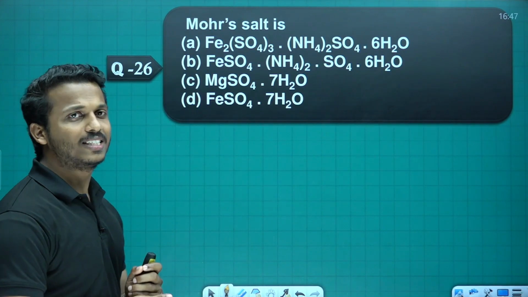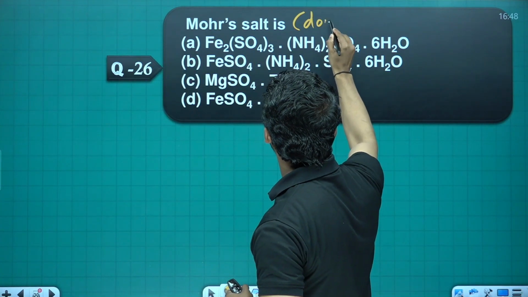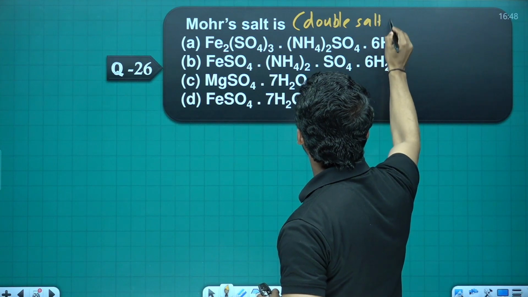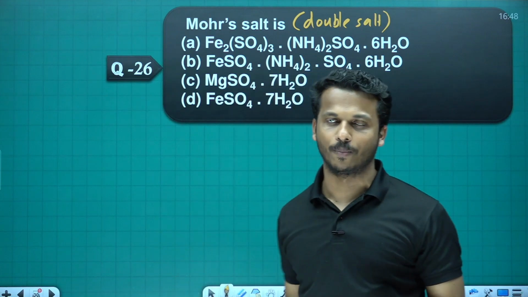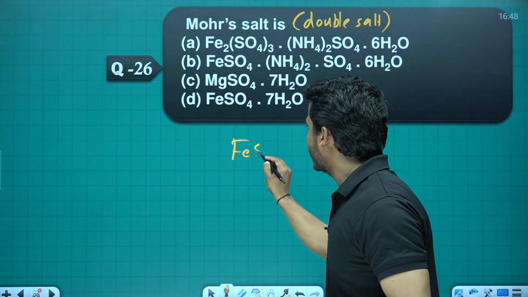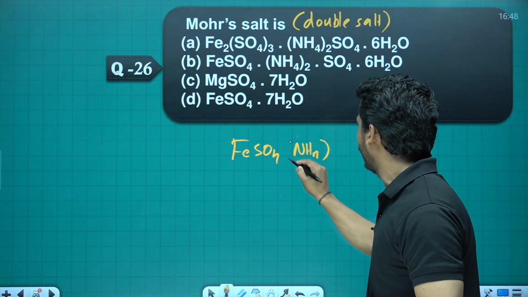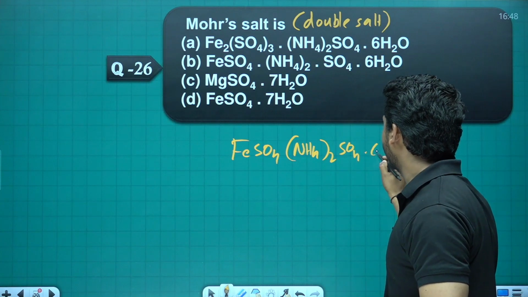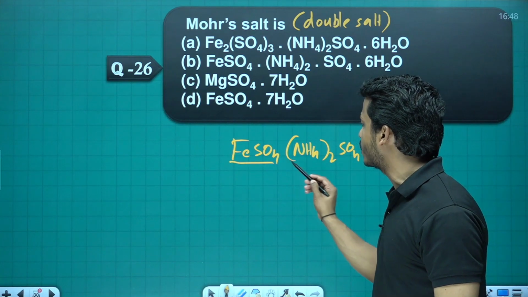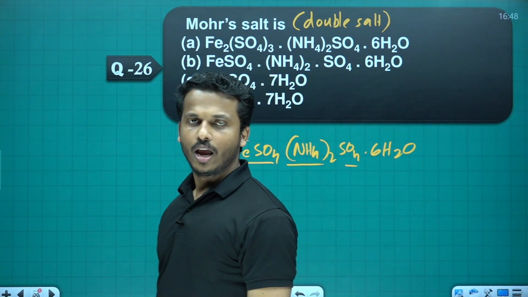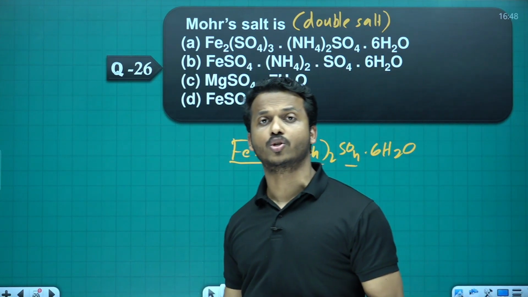Here we have question number 26. What is Mohr's salt? We studied Mohr's salt is a double salt, right? Double salt in the sense it's a combination of two salts. Mohr's salt contains ferrous sulfate. What is ferrous sulfate? FeSO4 and ammonium sulfate (NH4)2SO4 along with 6H2O. Note it, all of you, Mohr's salt is a double salt which contains ferrous sulfate and ammonium sulfate. And where we studied Mohr's salt, we studied the difference between a coordination compound and a double salt.